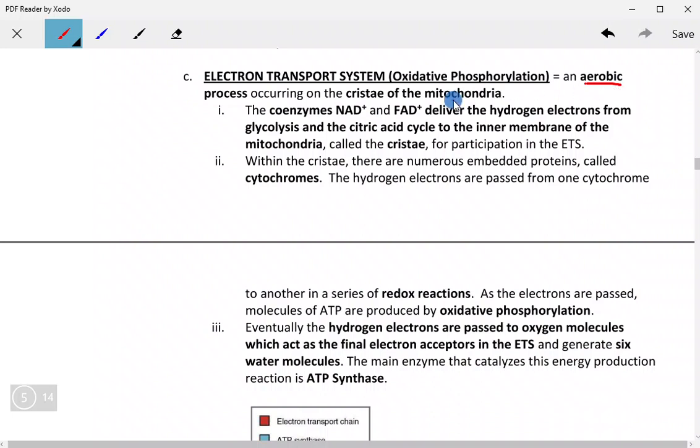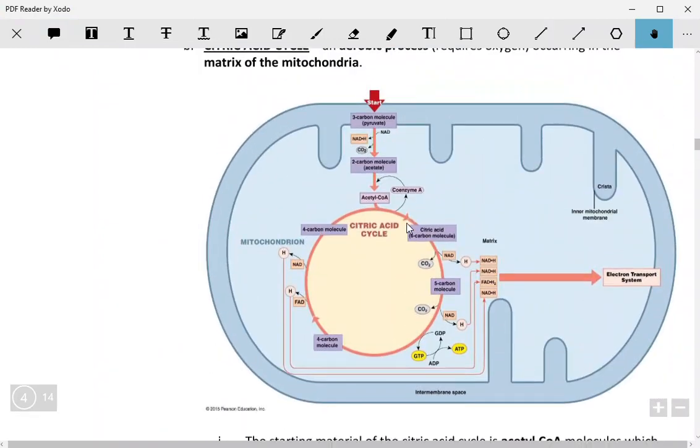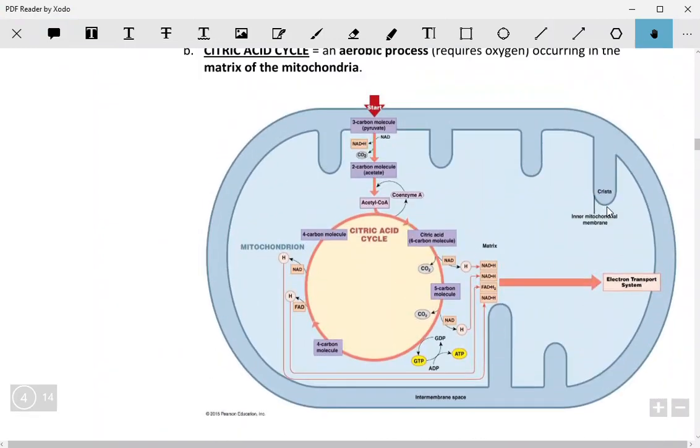Where does it occur? Well, in the mitochondria, but in the cristae of the mitochondria. Another term for that cristae is the inner membrane of the mitochondria. So let me go back and show that to you from our picture. You can see that right there, the inner membrane that is folded. Notice the folded inner membrane. The folded inner membrane of the mitochondria is what we call the cristae.